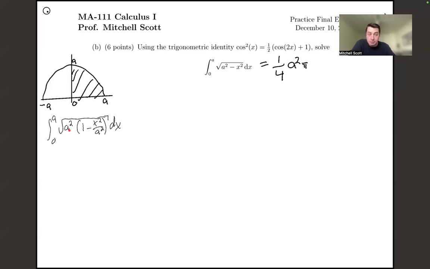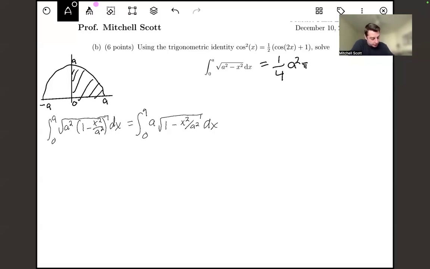I have a squared times 1 minus x squared over a squared. I can pull this out. So I have the integral from 0 to a of the square root of 1 minus x squared over a squared dx. Okay, so we're now going to do a u substitution. And as opposed to it being straightforward and making the problem simpler, what we have to do is make the problem slightly harder in the meantime, but it will make our lives easier in the long term, right?